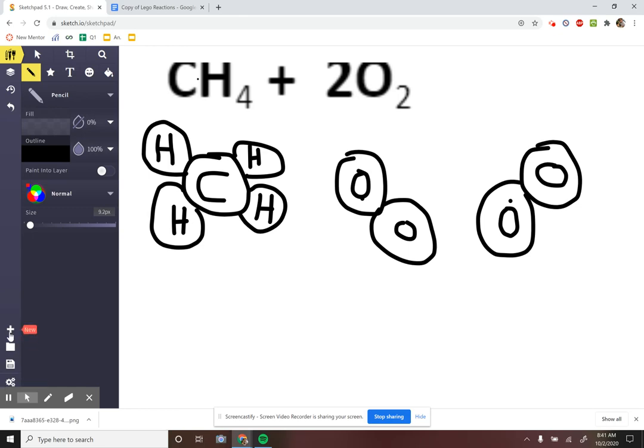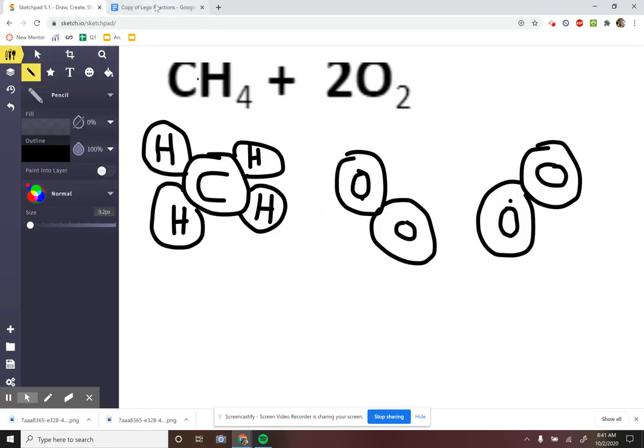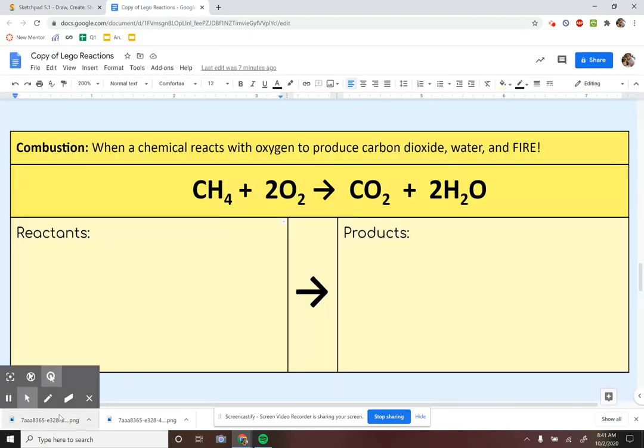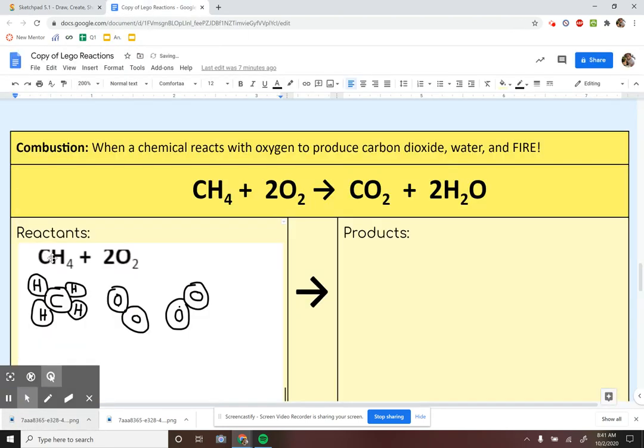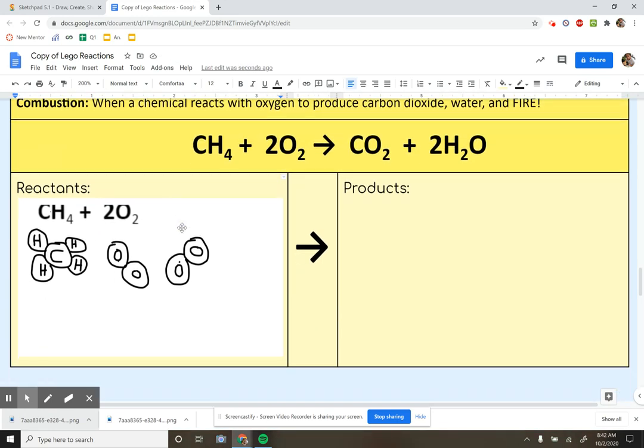And now what I'm going to do, if you're using Sketchpad, is I'm going to hit export, that little save button, and I'm going to say save PNG. I don't know why, I just prefer PNG files. And then I'm going to add this into my box. Now, if you're doing this on paper, like most of you probably are, you would just take a picture of your paper. Okay.